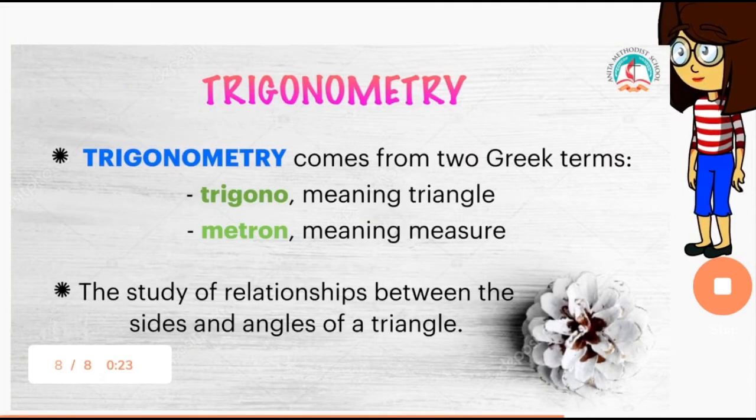Now we can see what is trigonometry. Trigonometry is a word that derives from two Greek terms, trigono and metron. Trigono meaning is triangle and metron meaning is measure. Trigonometry is the study of relationships between the sides and angles of a triangle. Okay, students, now we can move on to the class.